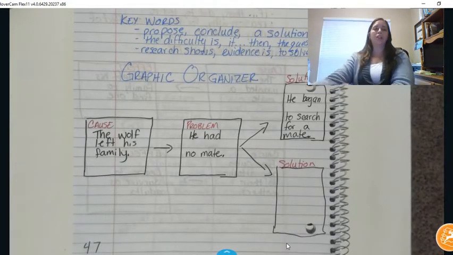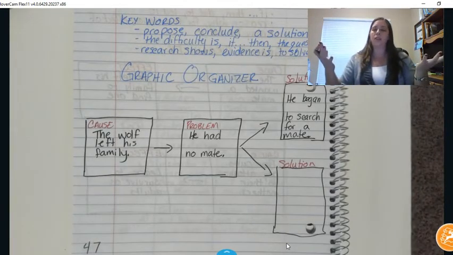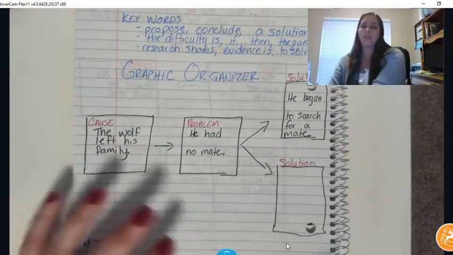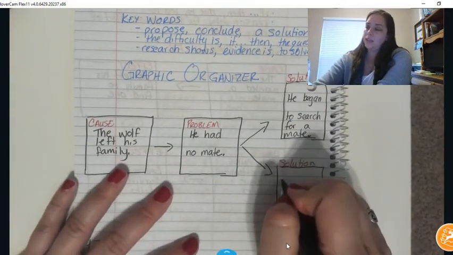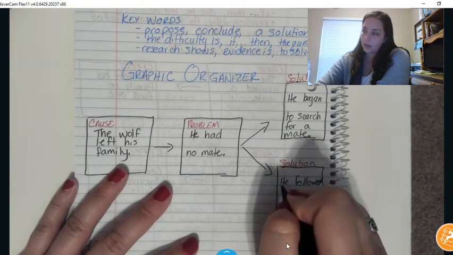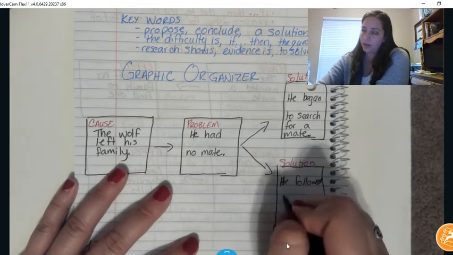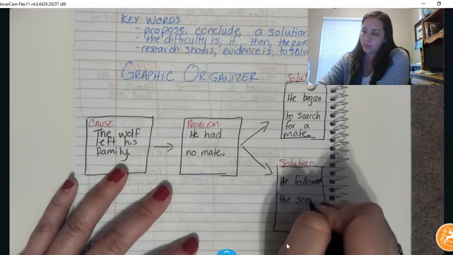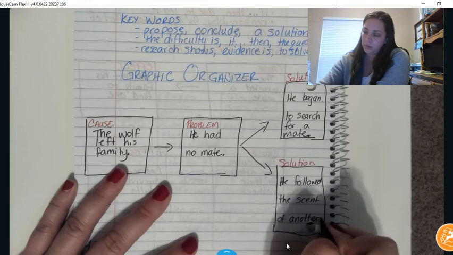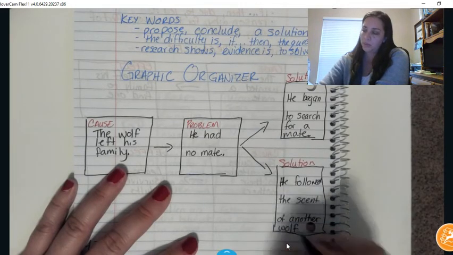All right, so that's our first solution. What was the second solution? He started searching for his mate, or another wolf, and then he found something on the island that he started doing, or started following. So what was his second solution, or second option, or way he could solve the problem of having no mate? And if you said that he followed the scent of another wolf, you would be absolutely correct.